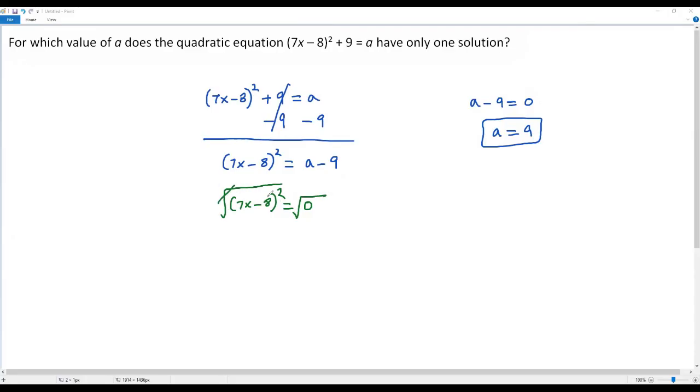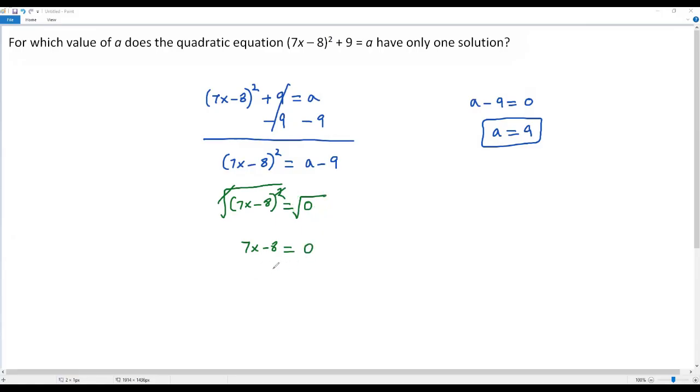On the left side, the square root and square will cancel out. Then we get 7x − 8 equals, usually when we take the square root on both sides of an equation, one of the square roots will cancel out, and for the other square root we have to consider a positive or negative sign. But here we have 0 inside the square root. Even if I take positive or negative, I'm still getting 0 here, but 0 doesn't have a positive or negative sign, so we can ignore the sign. So the square root of 0 is just 0.